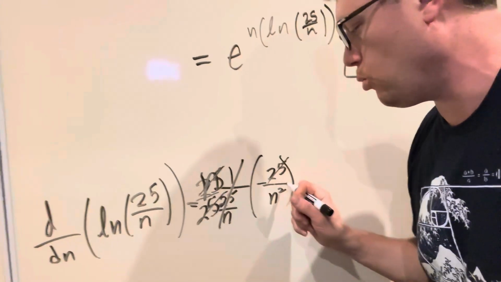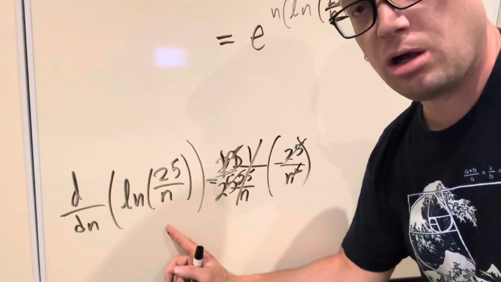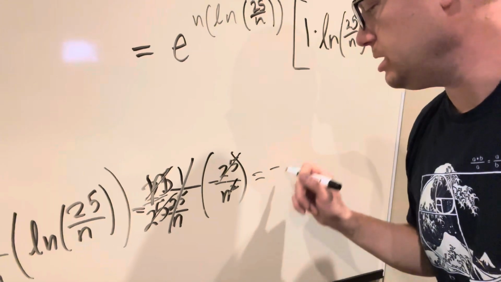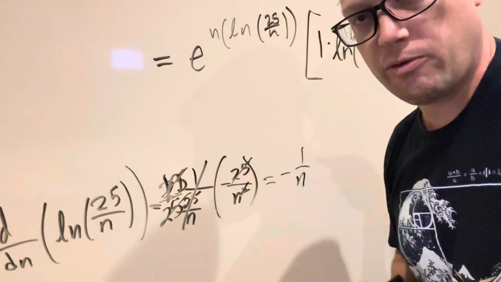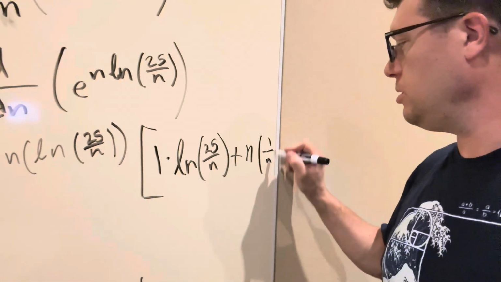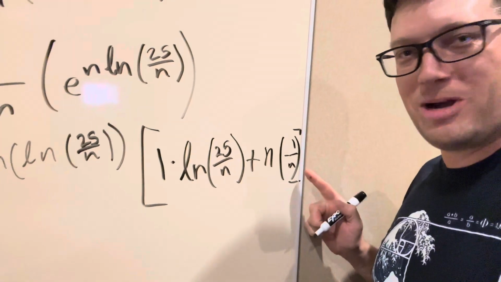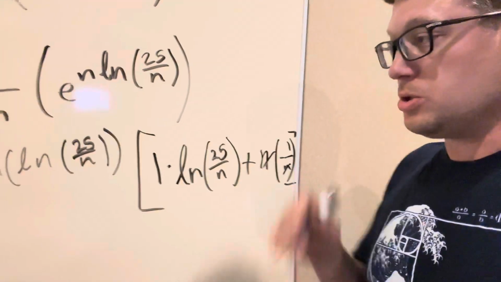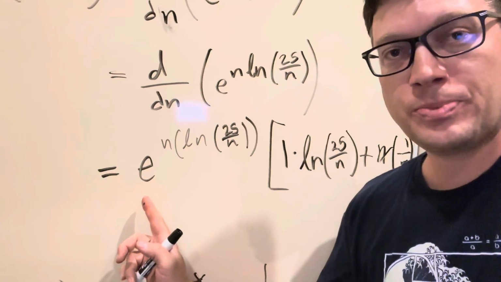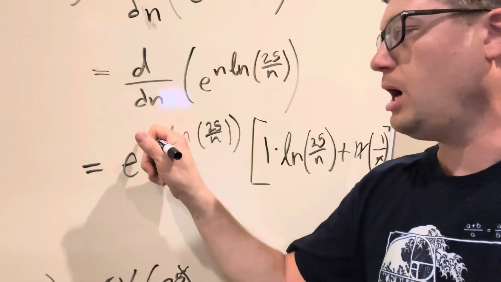This n and one of these n's will cancel. So actually the derivative of the natural log of 25 over n is just negative 1 over n. That's what's going to go up here, negative 1 over n. And forgive the edge of the board, there's a closing bracket right there too. These n's cancel. So we really have e to the power of n times natural log of 25 over n. I'm going to put that n back up.